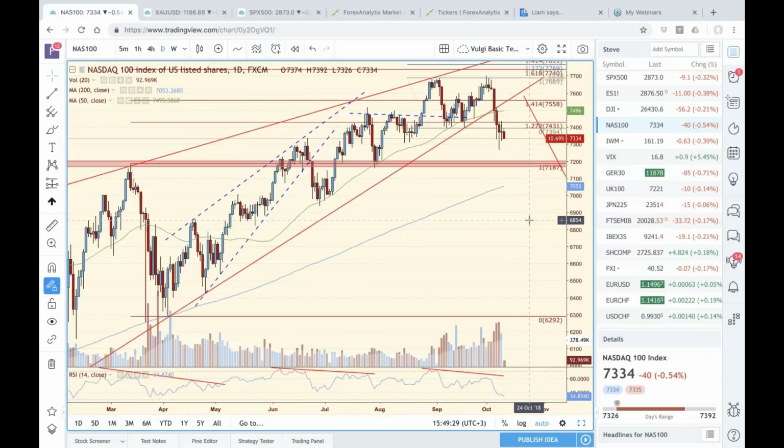Nasdaq more or less the same. I think that Nasdaq has already done the technical damage here, so I think that especially if the other two indices break from the equivalent levels we've been talking about, the Nasdaq is going to break down as well completely. I mean, it's going to accelerate lower.